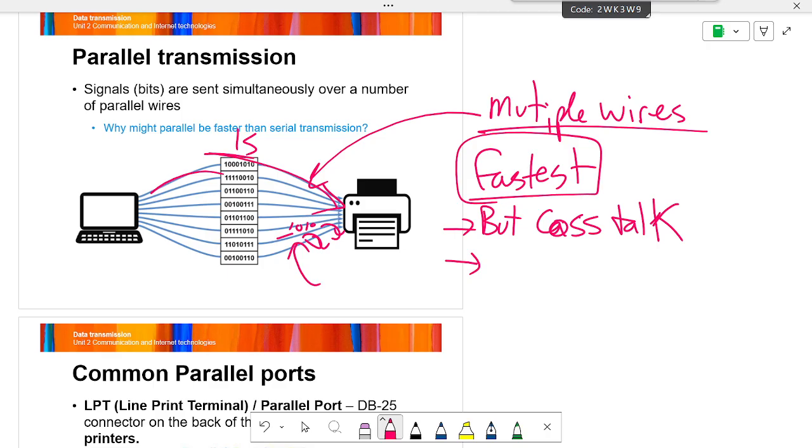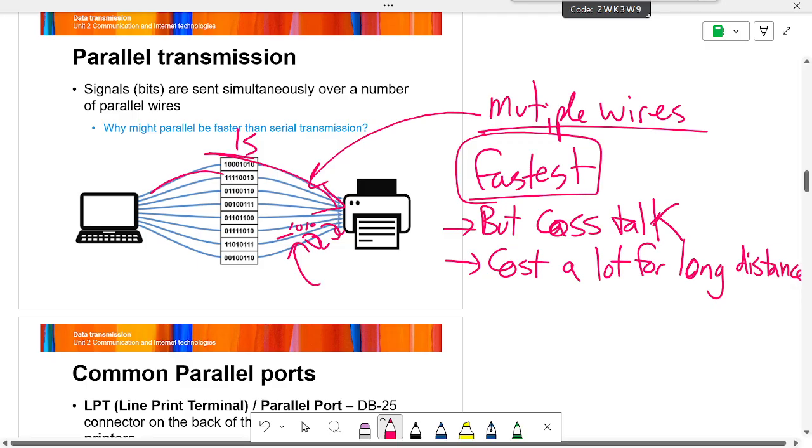Think about money. How many wires do you need? Parallel needs multiple wires, one wire per bit, right? So it would cost a lot for long distance. Very good.